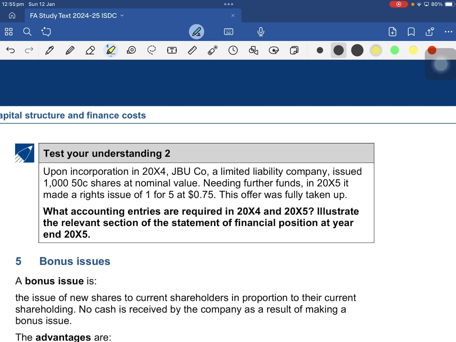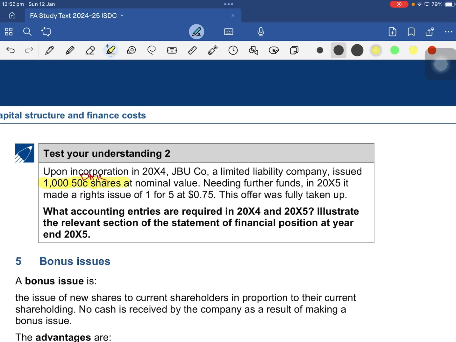So the shares here, let's say, upon incorporation in 2004, JBU Company, a limited liability company, issued 1,000. These information are not that important, all right? So they issued 1,000 50-cent shares. That means the par value is 50 cents. Clear, no?